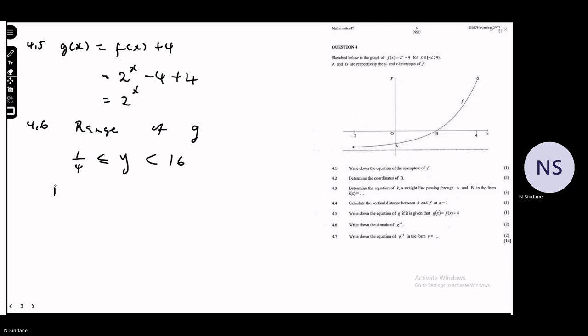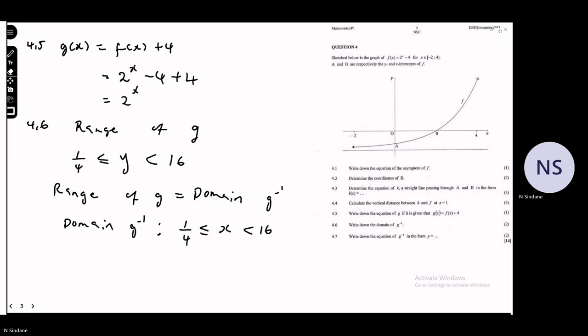Now, the range of G is equal to the domain of G inverse, actually. It is just the interchanging of domain and range. So in this case, we will have our domain of G inverse as 1 over 4 less than or equal to, instead of y, we will put x, less than 16. That is how we will identify our domain for our G inverse.